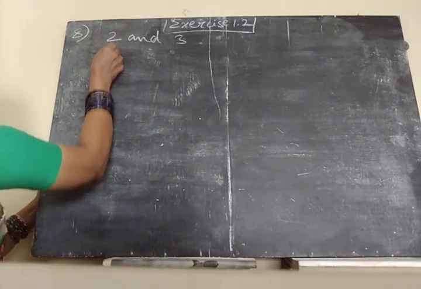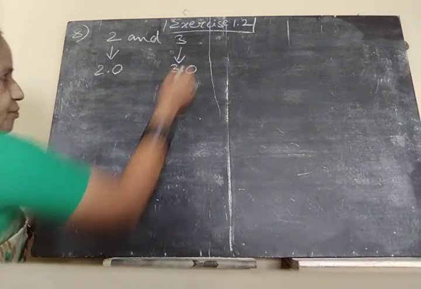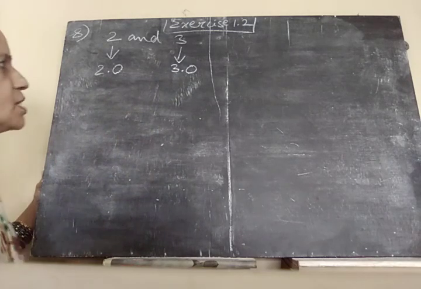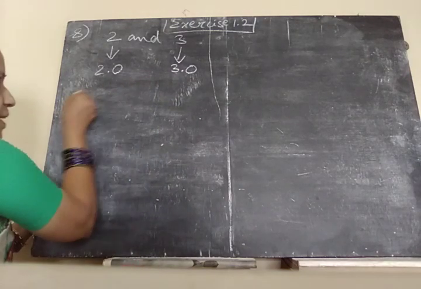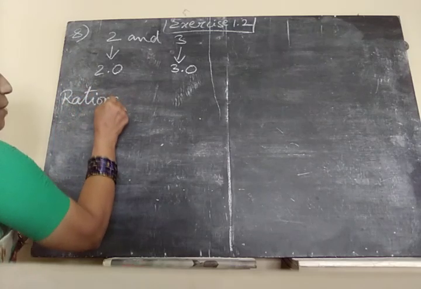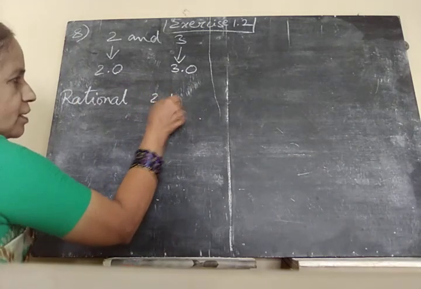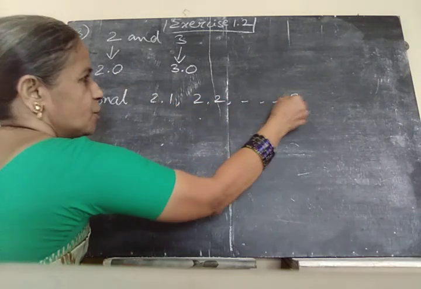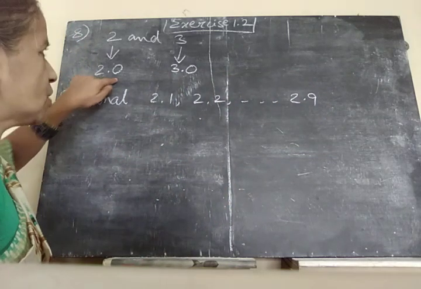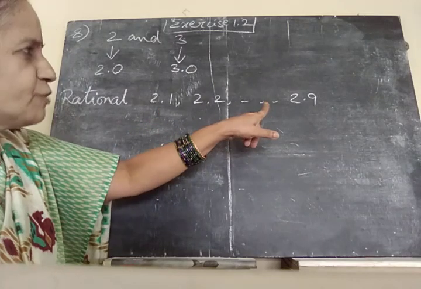As usual, 2 you can write in decimal form as 2.0, and 3 as 3.0. Okay. So in between 2.0 and 3.0, what are the numbers? Actually, what are the rational numbers? Rational numbers between 2.0 and 3.0: 2.1, 2.2, 2.3, 2.4, like that, up to 2.9.